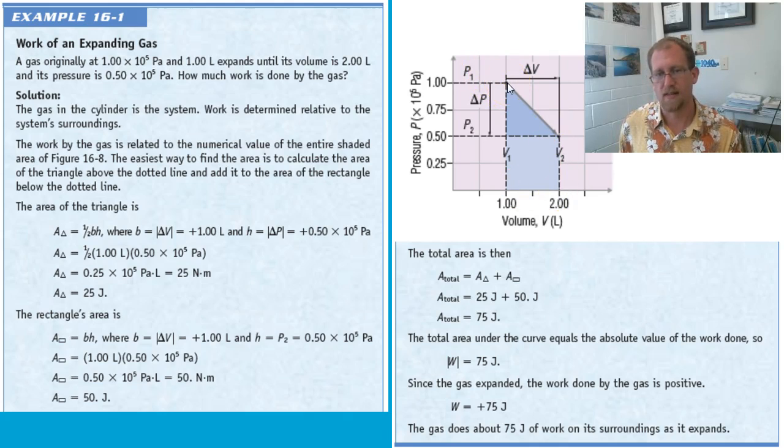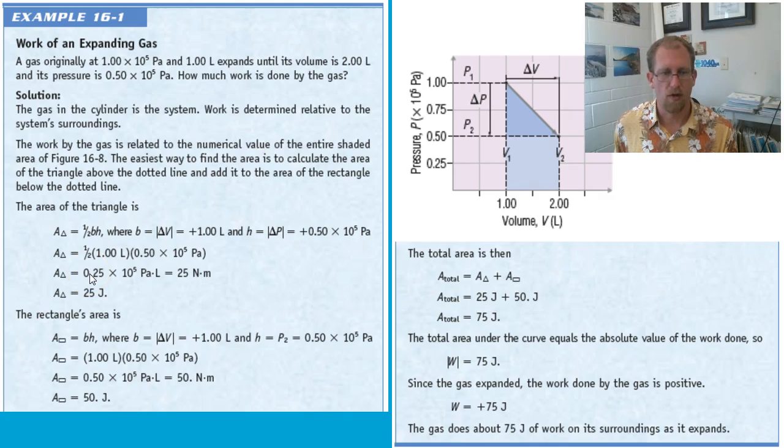1 times 10 to the 5th pascals down to a half times 10 to the 5th pascals. And then we need to carry that down to 0. And then the volume went from 1 liter to 2 liters. So it is 1 liter by half a Pascal for here, okay? And then 1 liter by another half a Pascal, but that's a triangle. All you have to do is get the area. So treat these like shapes. It's 1 by 0.5, right?